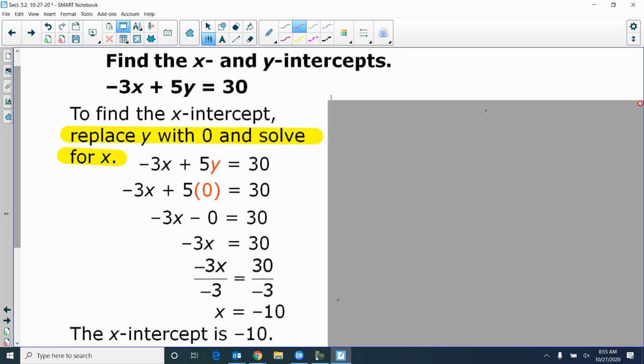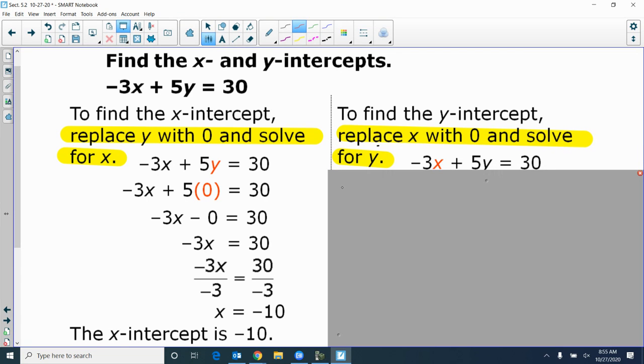And when we put the 0 in for y, all we're doing is wiping out that part of our equation. Well, think about the y-intercept then. It's going to be exactly the same concept, except what are we going to replace with 0? You're going to replace x with 0. So it's kind of the opposite. For the x-intercept, you replace y. For the y-intercept, you replace x with 0.